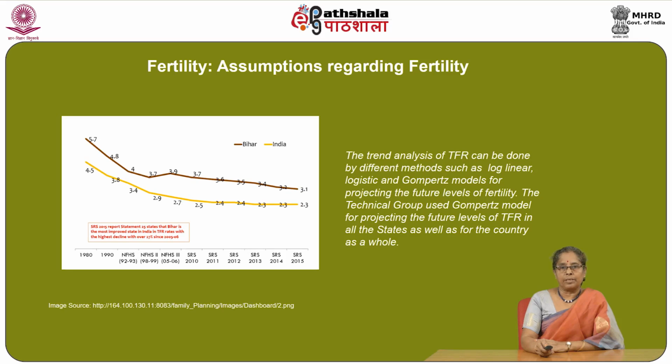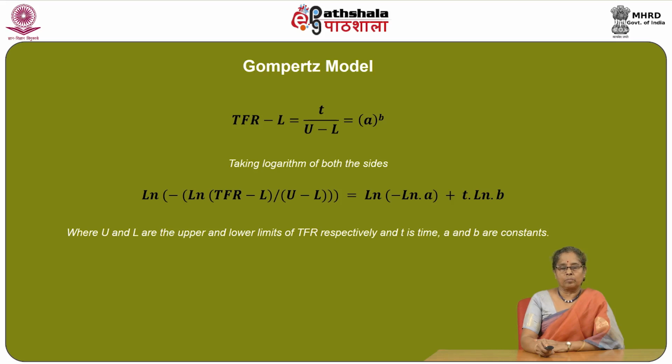So, the trend analysis of TFR can be done using log linear, logistic and Gompertz models for projecting the future levels of fertility. Gompertz's model may be used for projecting the future levels of TFR in all the states as well as for the country as a whole. Following are the mathematical forms of the three models. Gompertz's model, the equation is (TFR minus L) divided by (U minus L) equals A raised to the power B to the power T, or alternatively you can take natural logarithms and obtain the values for A and B, where U and L are the upper and lower limits of TFR respectively, T is the time, and A and B are the constants.